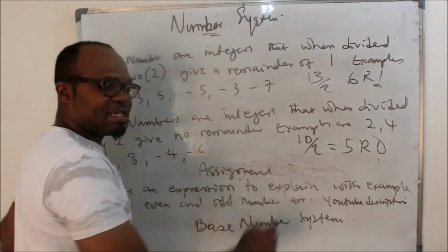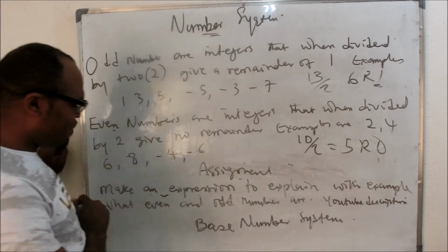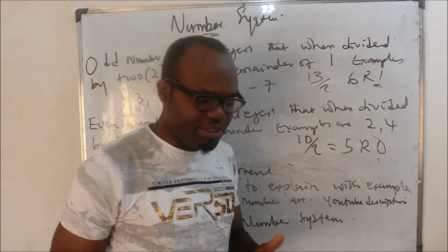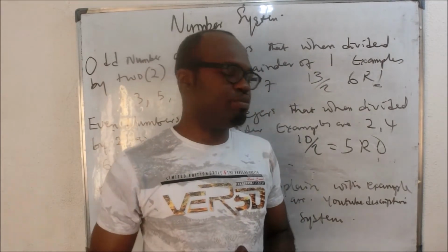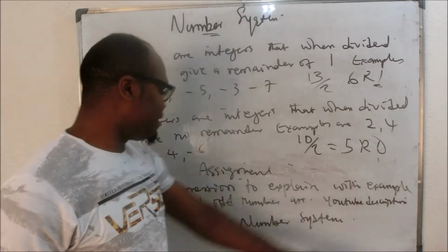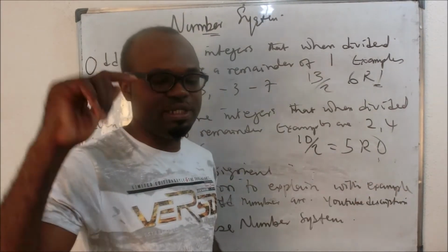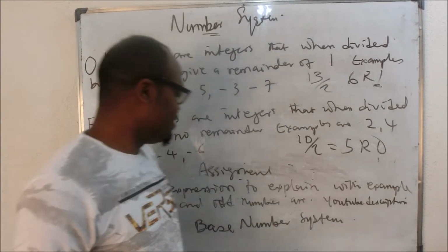So as an assignment, I want you to make an expression to explain with examples what even and odd numbers are. Do it and submit your answer in the description part of this video on YouTube so that I will see it. Make an expression to explain with examples what even and odd numbers are. I want to see the most brilliant students on my channel.